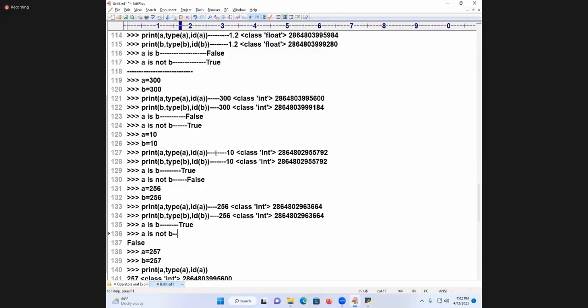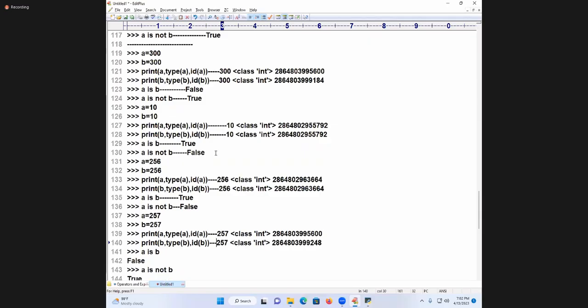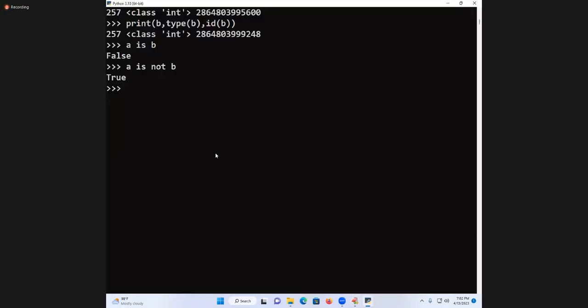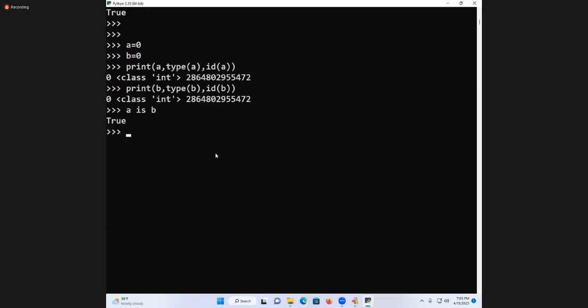Coming to this place, A is not B, and this is the data. A is not this one, and A is B. So A is not B, like this. Following? Last and finally, you want to check: A is 0 and B is 0. Print of A, B also. A is B, A is not B. 0 to 256 tested or not?